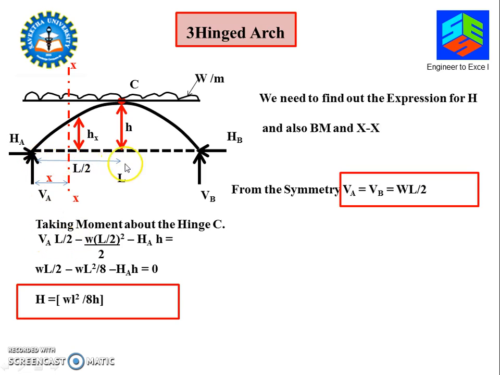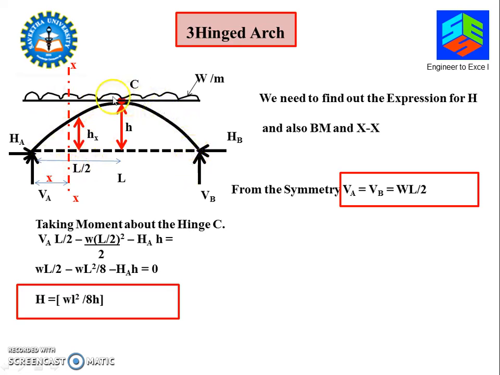So VA into L by 2, minus this load W into L by 2 is the total load, and the distance is L by 2 by 2. So it will give you W L by 2 all squared by 2, and the force HA, thrust HA into H. We are taking the moment at the point C. So HA into H. This being anti-clockwise, we take this moment as negative, and this is clockwise, we take it as positive. So which will give you at last HA is equal to WL square by 8H.